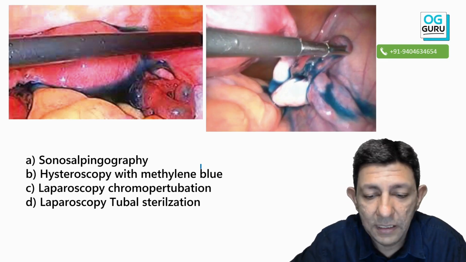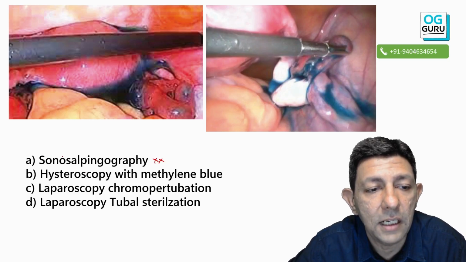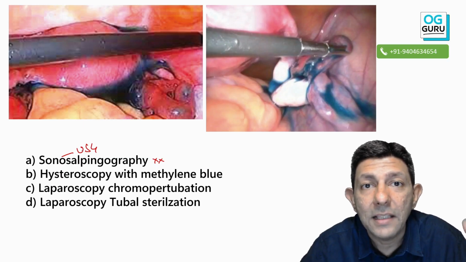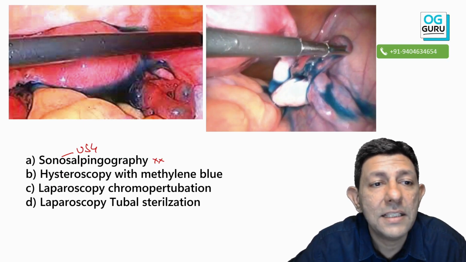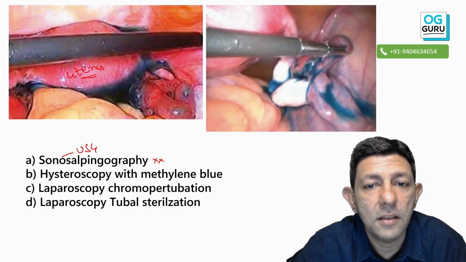No sir, this is not a sonography. Sonosalpingography is an ultrasonography. This is not an ultrasound image. Ultrasound, you know, is black and white. This is the actual image. What are we seeing? Sir, we are seeing the uterus. This is the uterus. This is the fallopian tube.